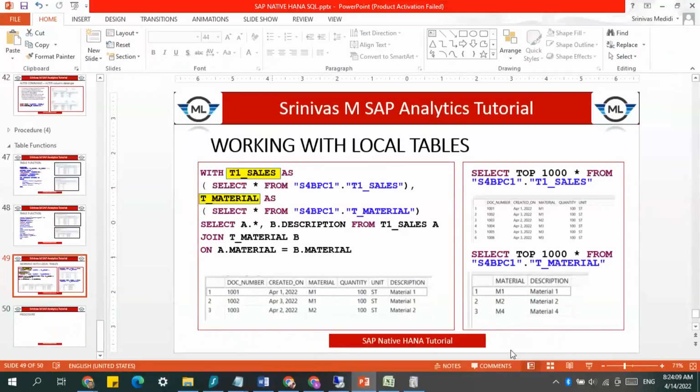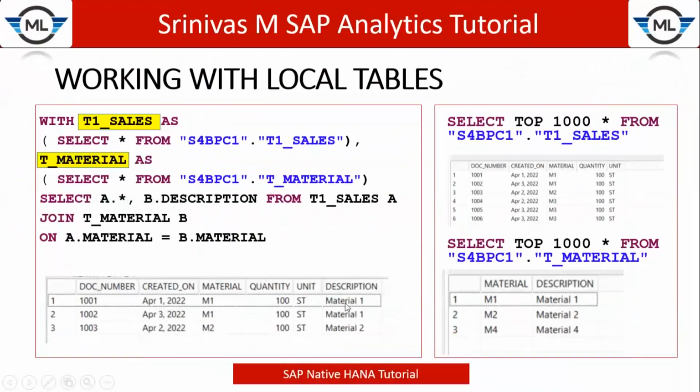So let's discuss our example first. Then I will go into the system and explain how to write it. Our example is: I have one table called T1_sales. In this screenshot, we can see in this T1_sales table we have around 6 records.